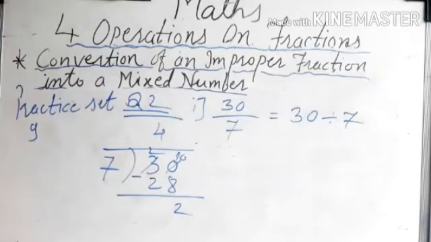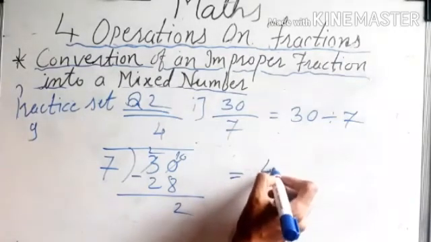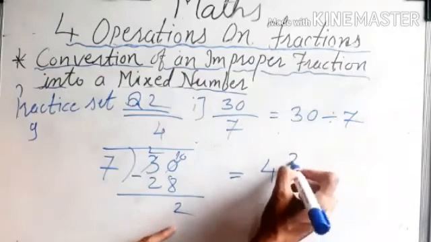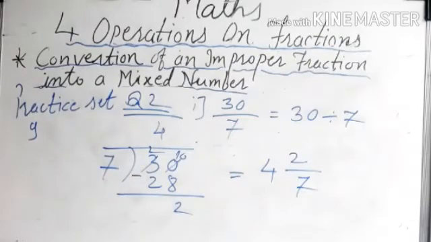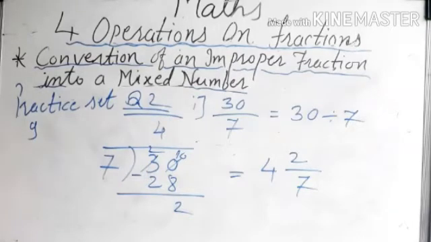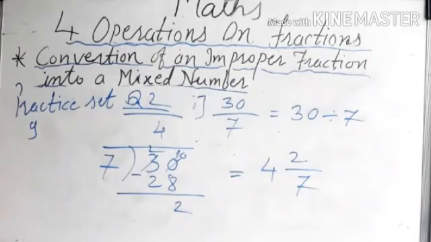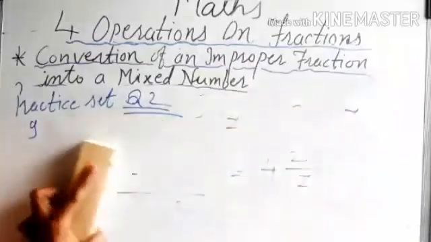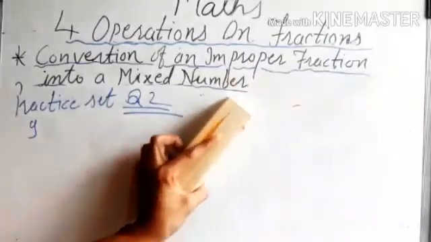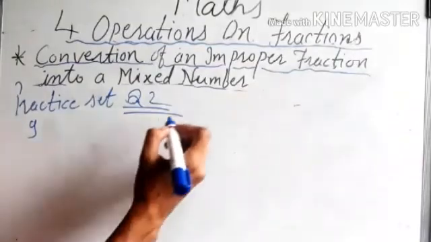Now this fraction you have to write as a mixed number. So how did I tell you? First you will write the quotient, then you have to write remainder upon divisor. What answer came? 4 and 2 upon 7. 4 and 2 upon 7 is the mixed number. So for 30 upon 7 we got the answer 4 and 2 upon 7. Okay, then next is 7 upon 4. It's a very simple example, students. You only have to solve the division.